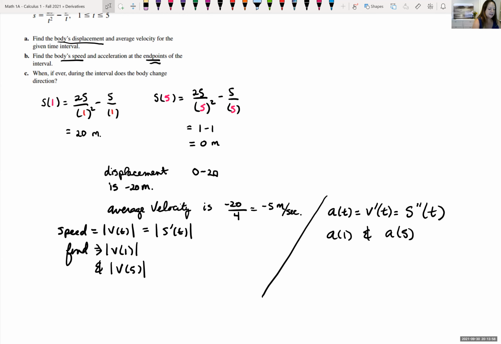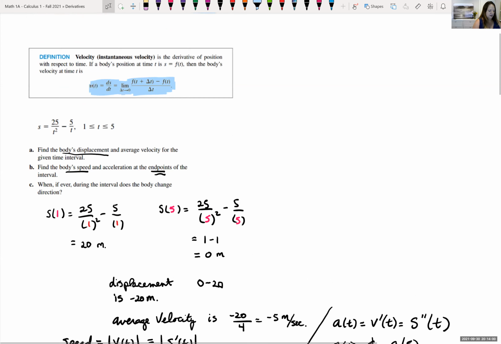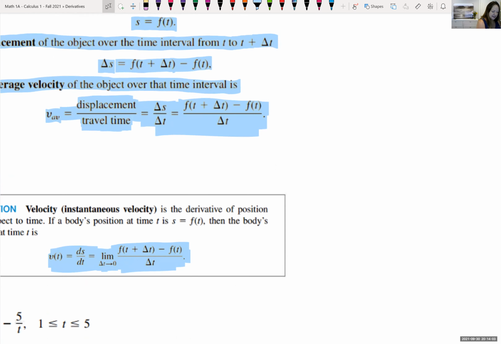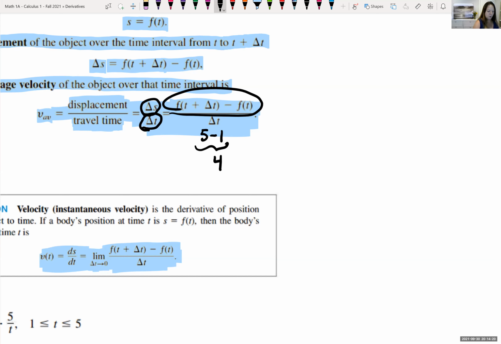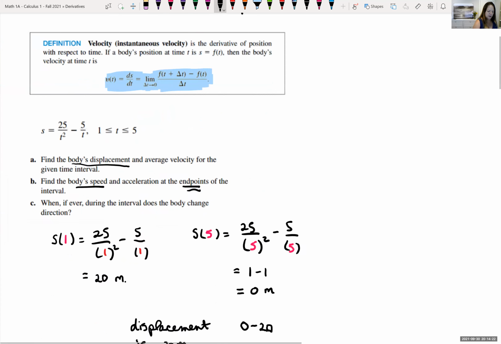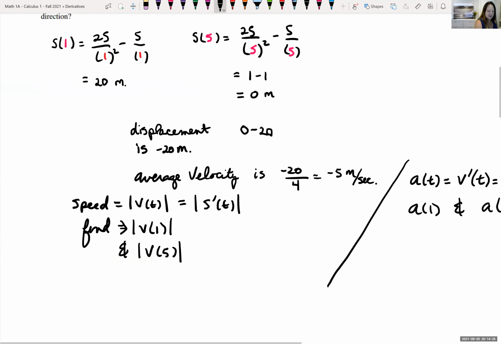The 4, because for the average velocity, I'm looking at our change in S, which we had found to be negative 20, over the change in time. And so in our time, we had 5 seconds minus the 1 second. And so that would have been just 4 seconds that we were looking at. So average velocity is displacement over the time period. And so that's where the 4 comes from.